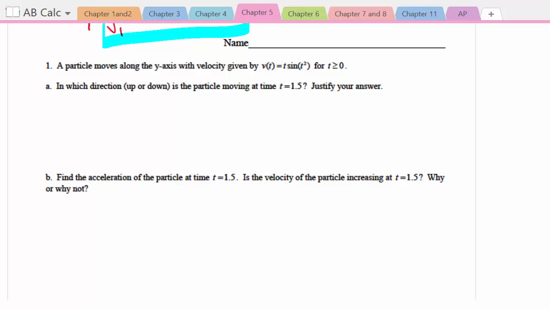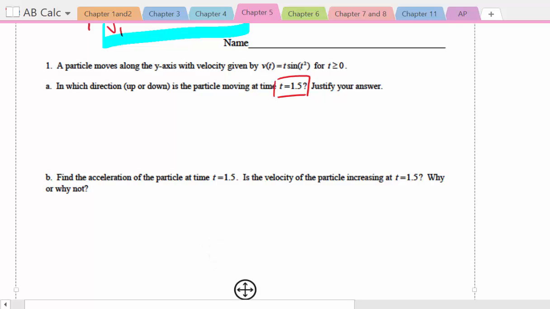Now we're going to look at number 1 from the Chapter 5 AP packet. A particle moves along the y-axis with a velocity of v of t equals t sine of t squared for t is greater than or equal to 0. In which direction, up or down, is the velocity moving at t equals 1.5? A lot of people have a tendency to try to make sign charts to make intervals, but it's already telling you what time you're supposed to be looking at.